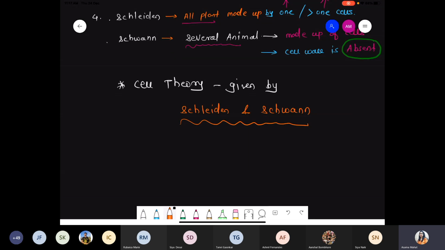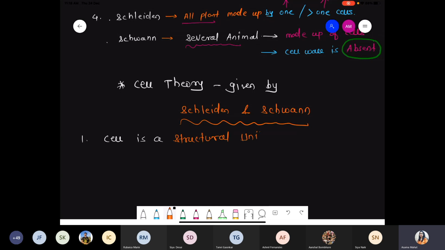Okay, so we are talking about which important points are part of the cell theory. Number one, according to two scientists, cell is a structural unit of life. True. ये तो definition ही है cell की.